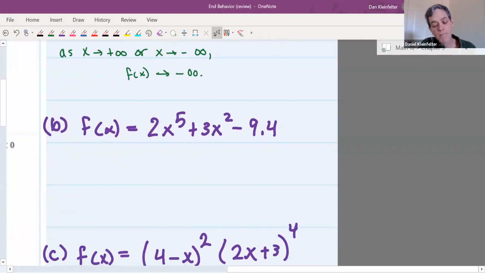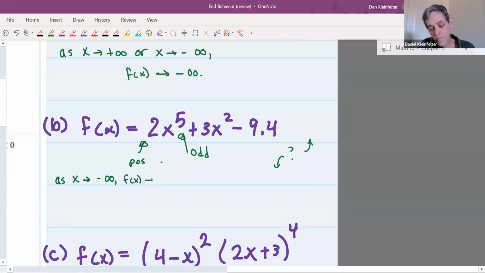Okay, let's try that again. Here, this is odd. Okay, that's odd. So that means that the two ends will do two different things, one up, one down. The leading coefficient's positive, so that means it's going to be right end up, left end down, where we don't know what's happening in between. So as x approaches negative infinity, f of x approaches negative infinity. The function values are going down when the x's are going down. As x approaches positive infinity, f of x also approaches positive infinity.